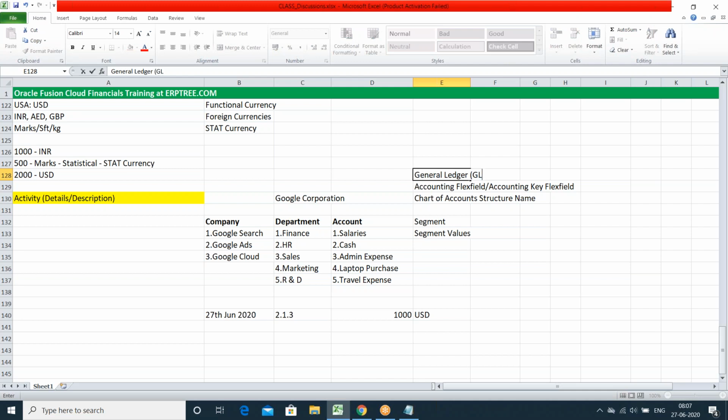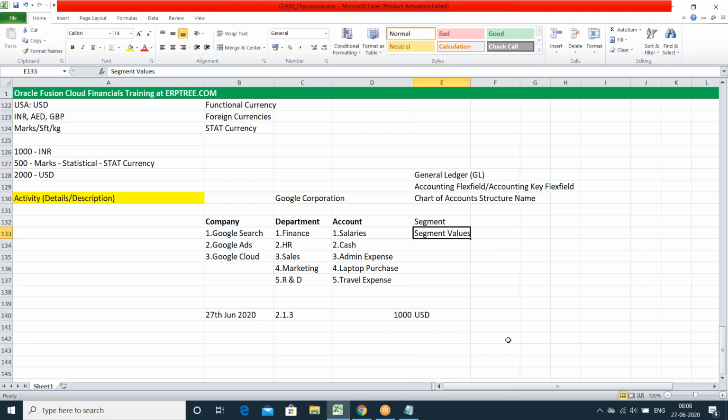Okay, general ledger means GL, already we discussed. So this is one of the applications. Within the general ledger application, we have accounting flex field or accounting key flex field. By using the accounting flex field, you can create the chart of account structure name like this, client name. Under that you can maintain the segments. Under segments you can maintain the segment values.